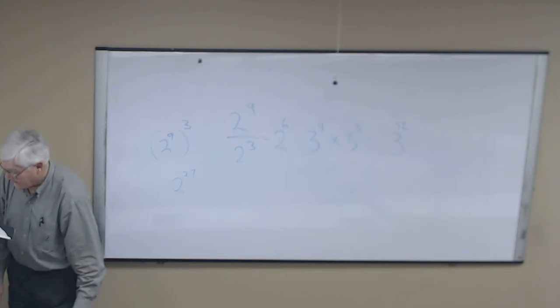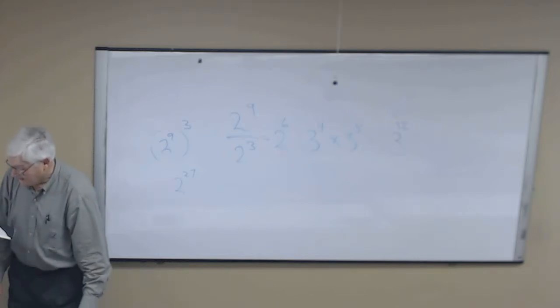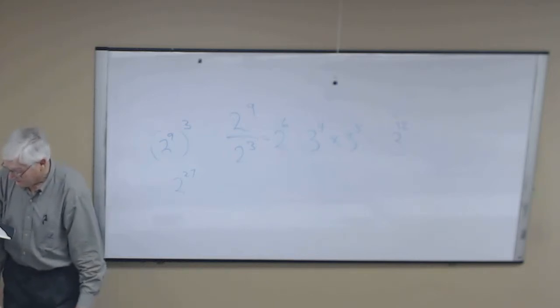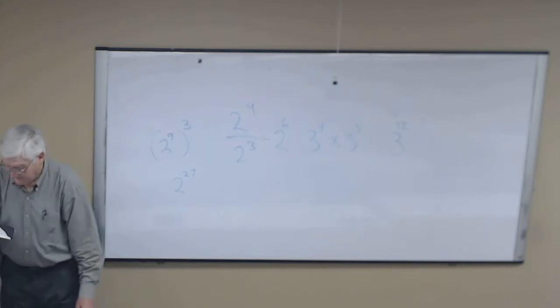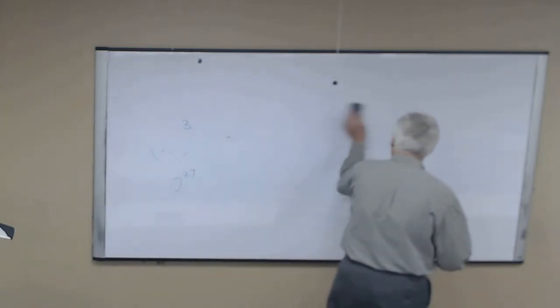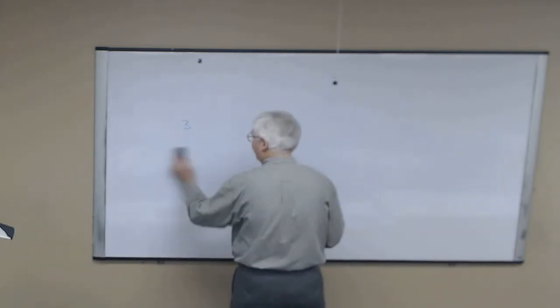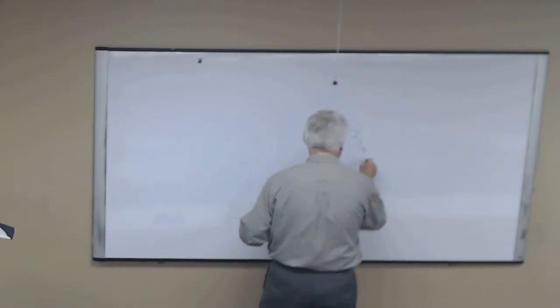Number 12. Skip that one. It's not on the test. Number 13. Change the following to decimal notation. 203 in the base 4.